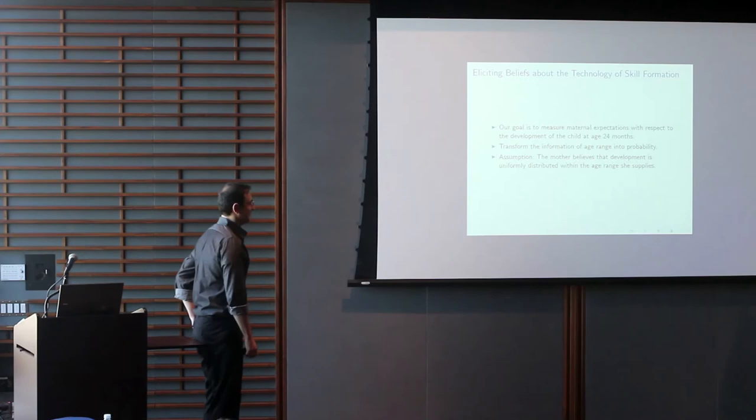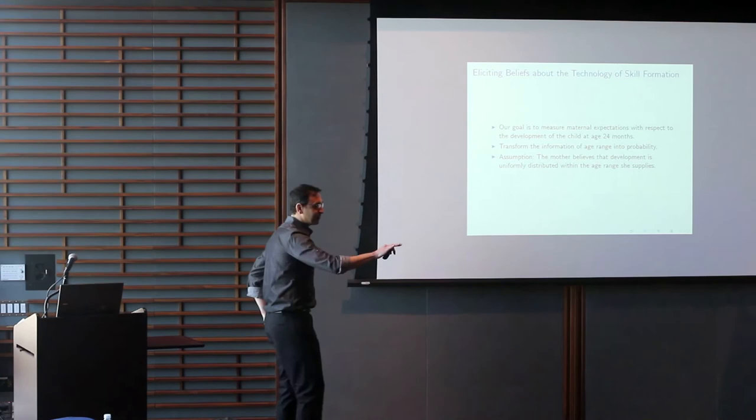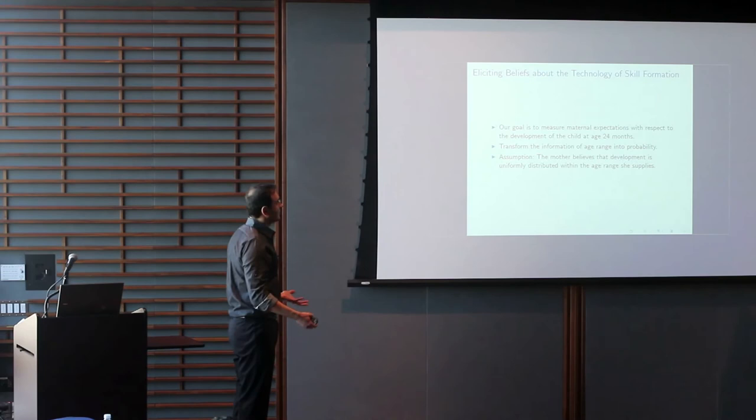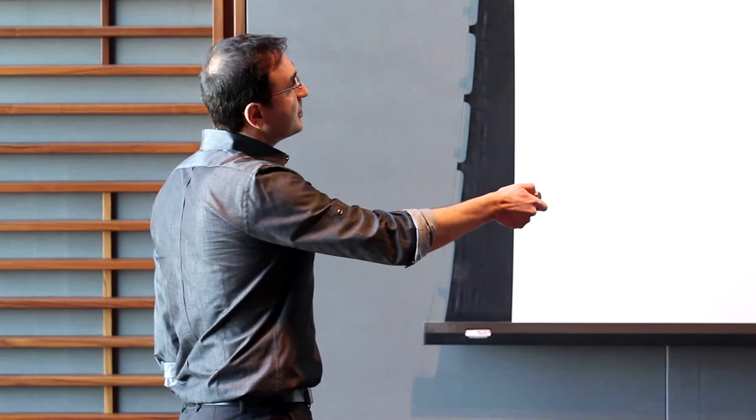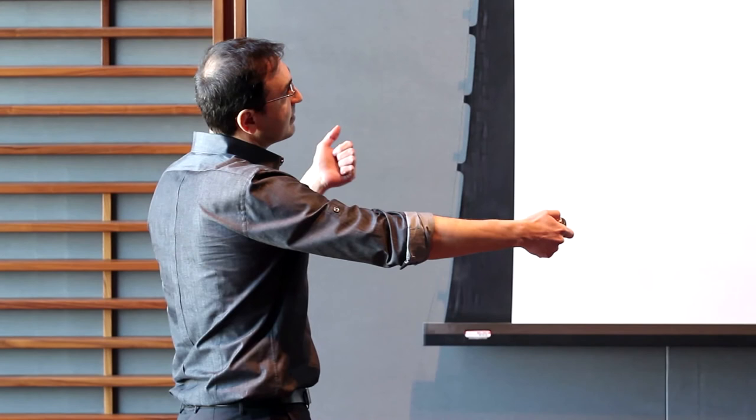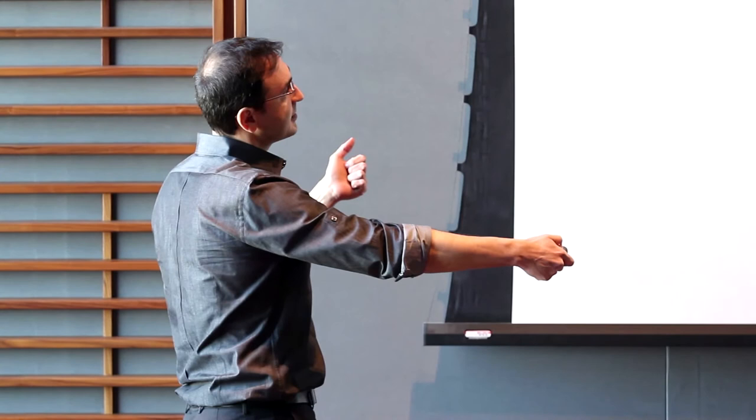So let me step back for a second for the issue of information set, because I'm going to tackle that. Our goal is actually to measure the maternal expectation at age 24 months. That's the target age at the measurement of the objective production function. So what I'm going to do is take these age ranges and transform them into probability statements. I'm going to make the assumption that development is uniformly distributed within the age range that she supplies.